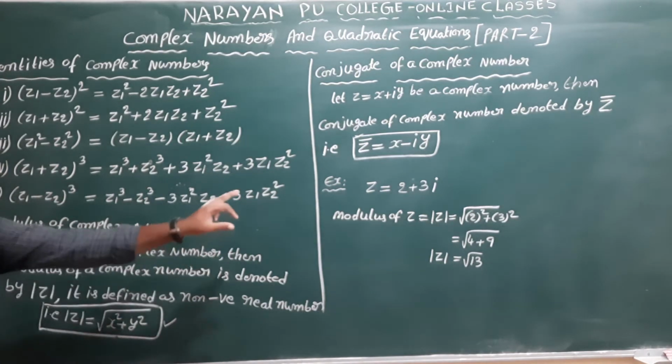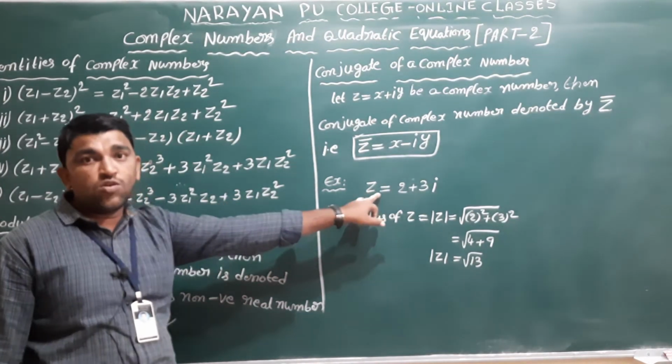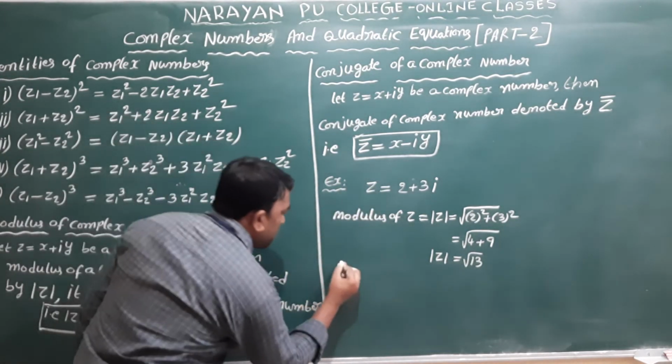So next, conjugate of given complex number z equal to 2 plus 3i. How to calculate?